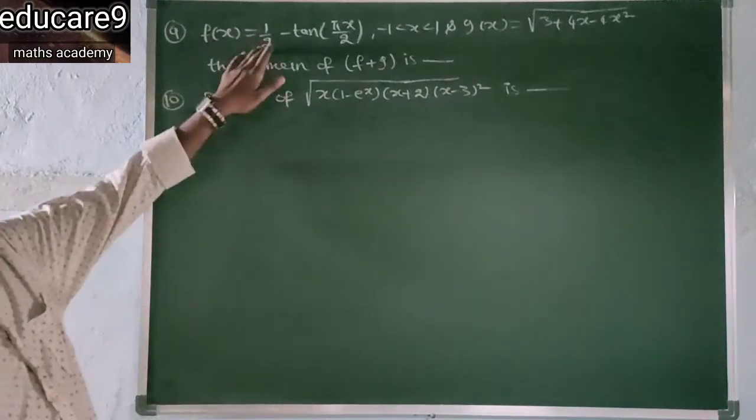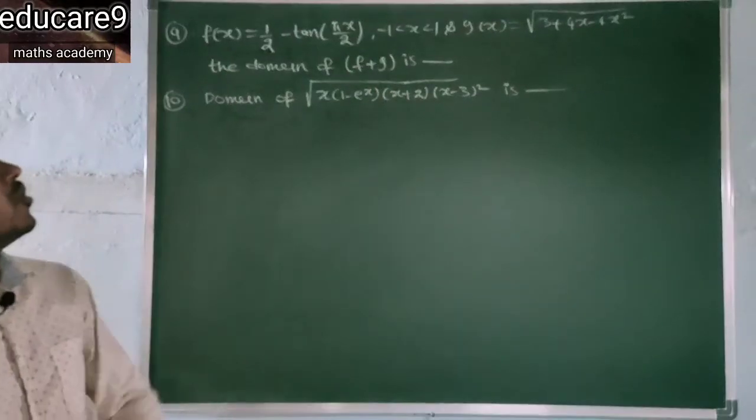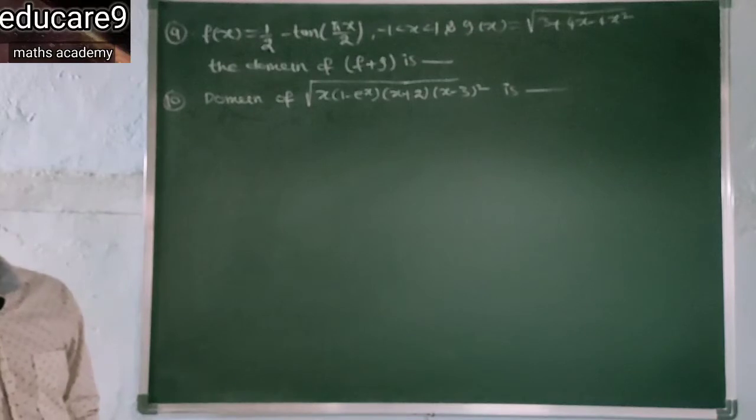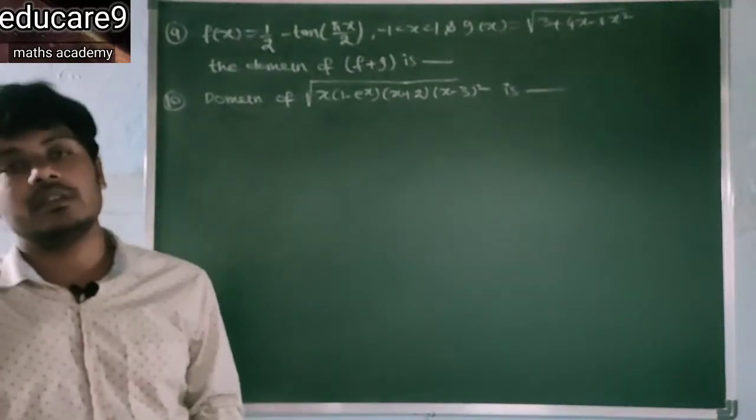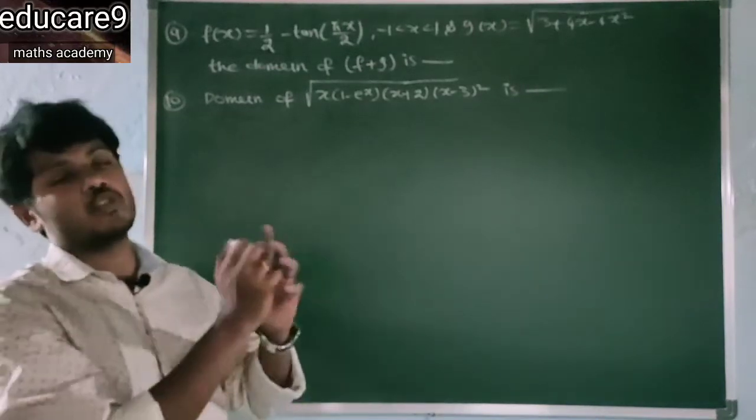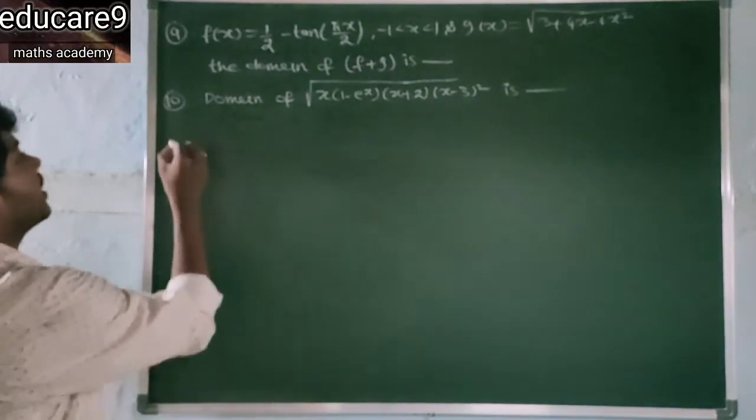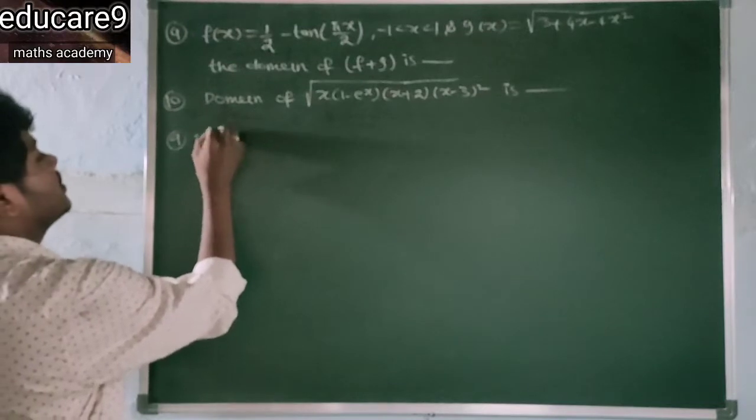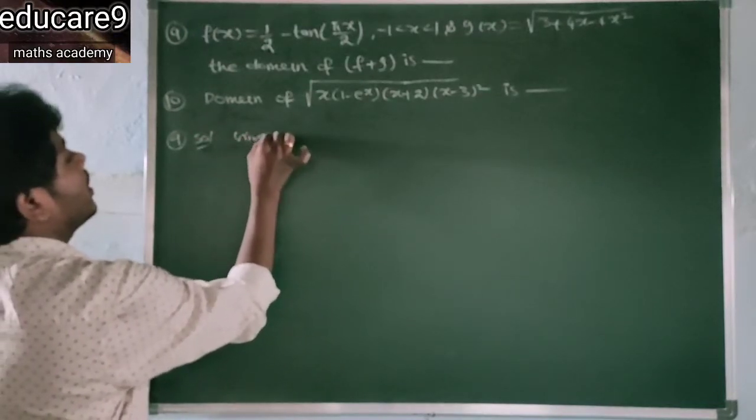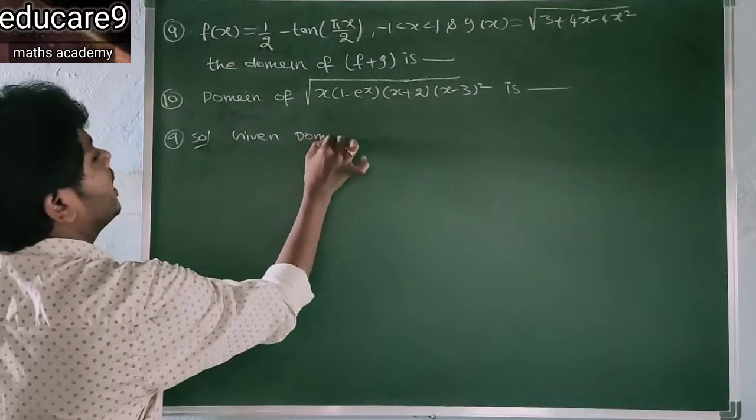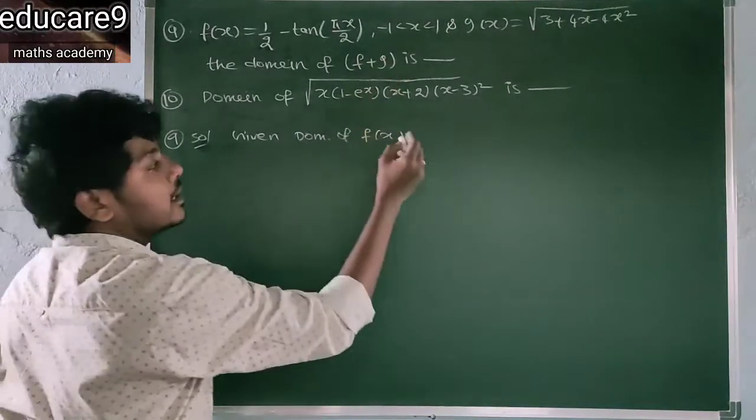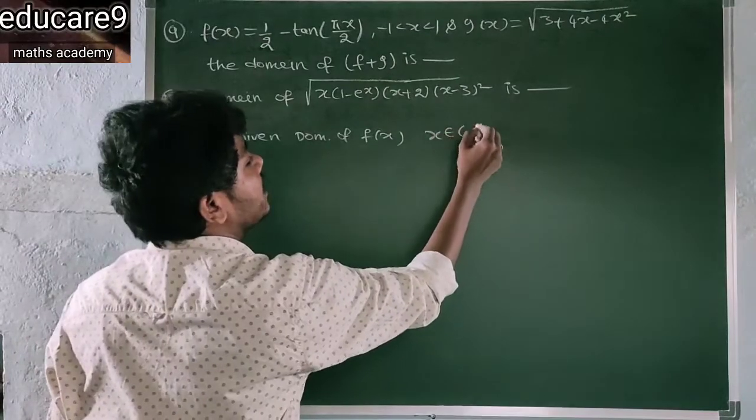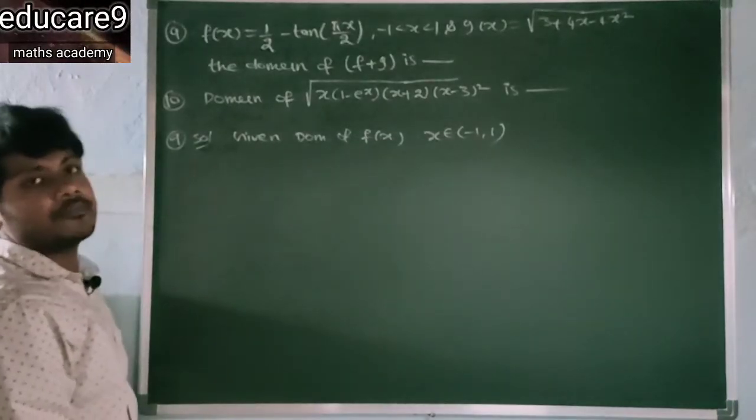So here f of x and g of x are given. Find the domain of f plus g. It means you want to find the domain of f and the domain of g and take the intersection of the two domains. Here, given the domain of f of x, x belongs to minus 1 comma 1. It is given. Now you want to find the domain of g of x.